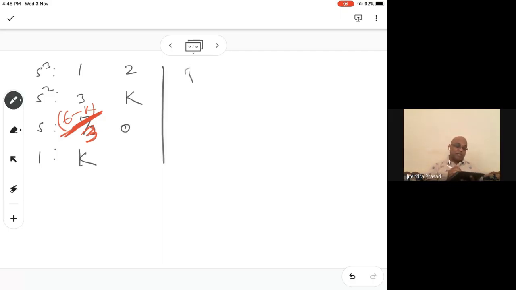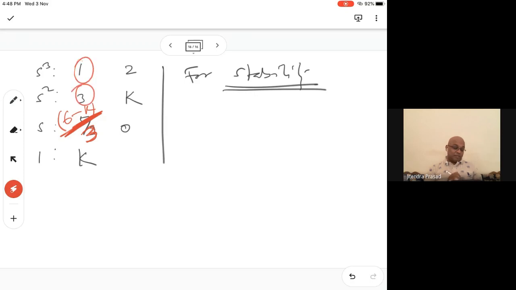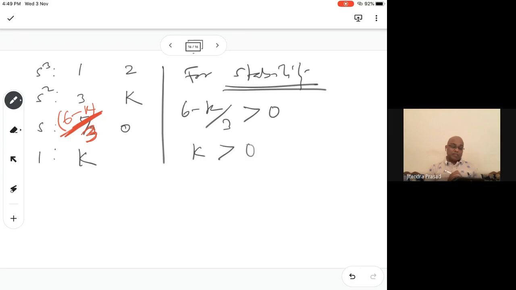So for stability, you know that they have to maintain the same sign. And that means have to maintain positive in this case, right? Because we have 1 here positive, this positive, so all of them you want to be positive. Since these are positive, this also will be the positive only. So we have two conditions here. One, 6 minus k over 3 has to be greater than 0, and then k greater than 0.